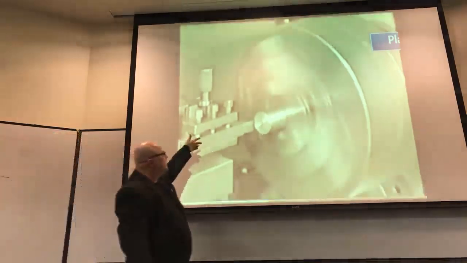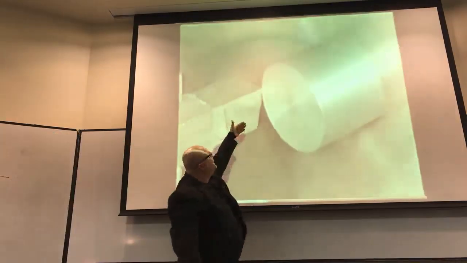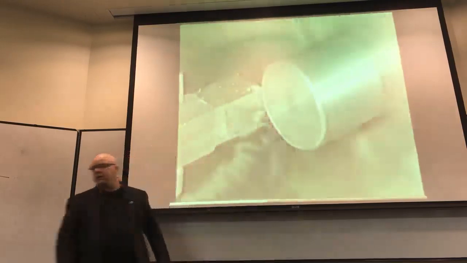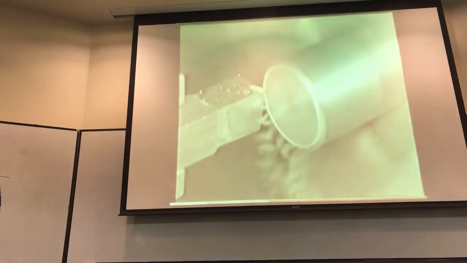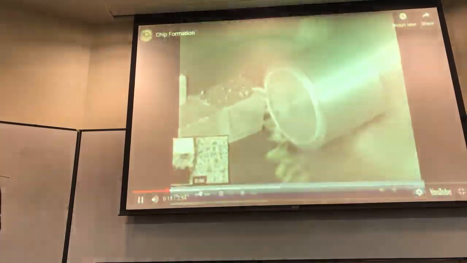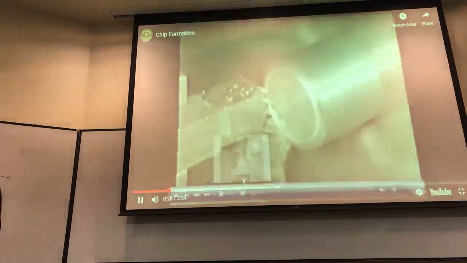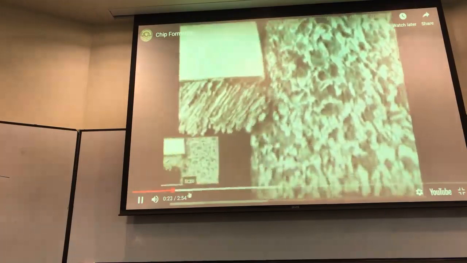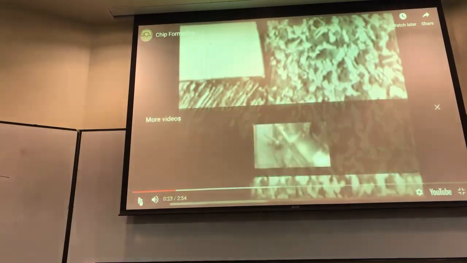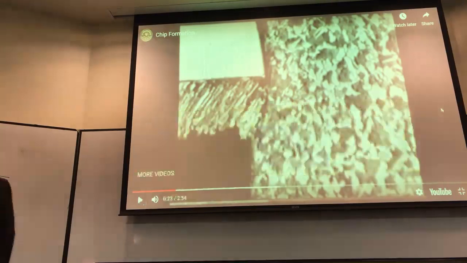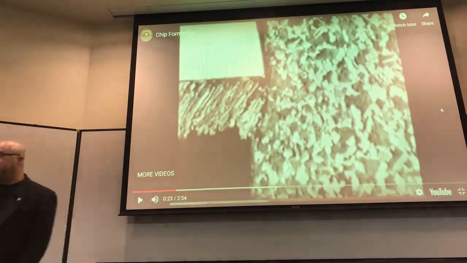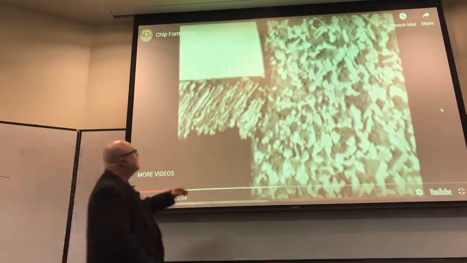All right, so here's the process that they're looking at. They're facing across this piece of steel. When you zoom in, now, no, I don't want to see more videos. I mean, thank you, YouTube, for making other people want to see more videos, but I just want to show this picture.